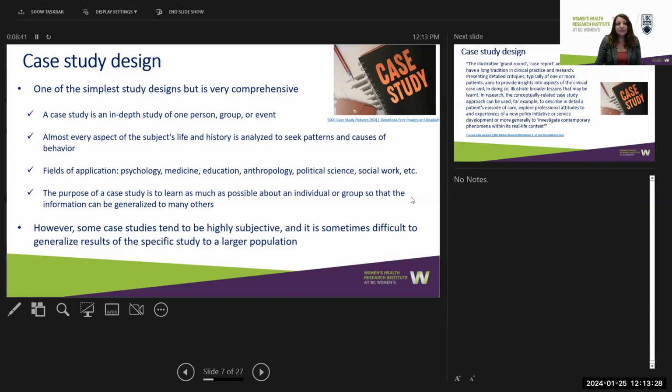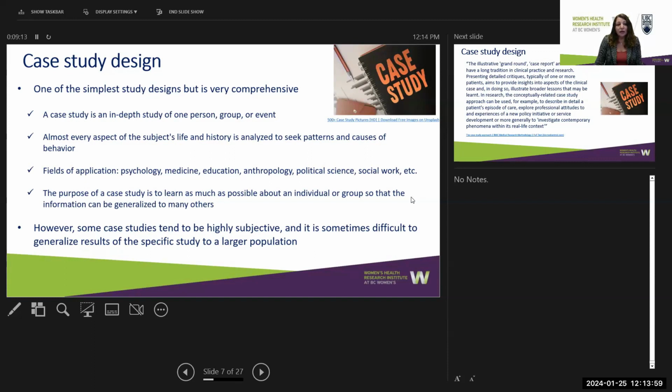So case study is a deep study of one person, group, or event. Almost every aspect of the subject's life and history is analyzed to seek patterns and causes of behavior. It's usually applied in psychology, medicine, sometimes education, anthropology. You can do it for political science or social work. The purpose of case study is to learn as much as possible about a specific individual or a group, so that the information can be generalized to many others.